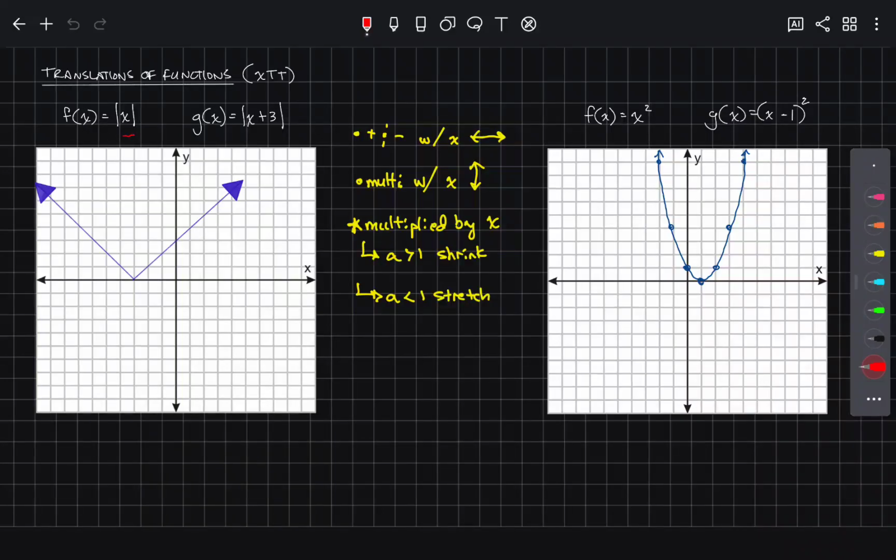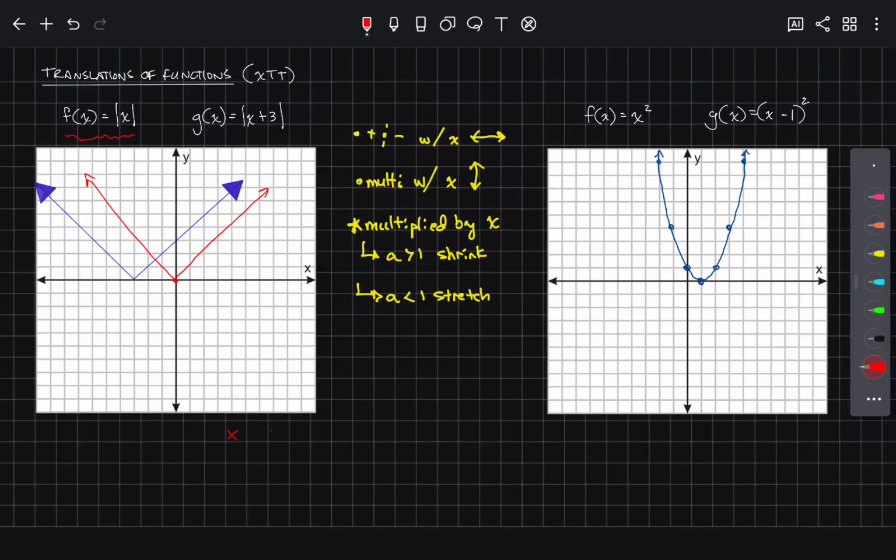So the parent function right here that was given, f of x equals the absolute value of x, would actually look like this. It'd be at 0, 0, and it'd be going up like this, and then it would have another one going that way. You can see that it's been shifted to the left 3. That point of origin where both of those lines are coming from has been moved to the left 3, but it says plus 3. Why is that?